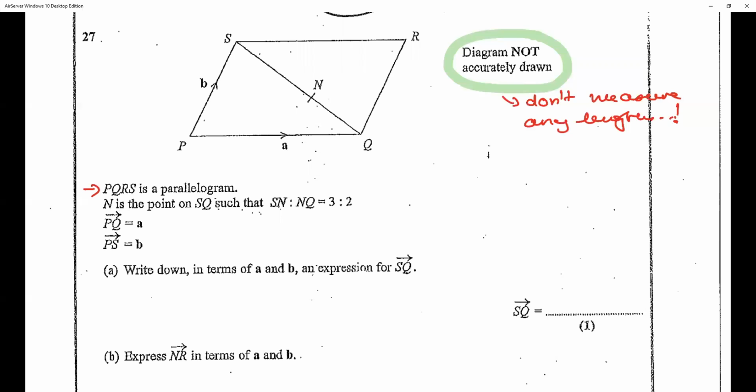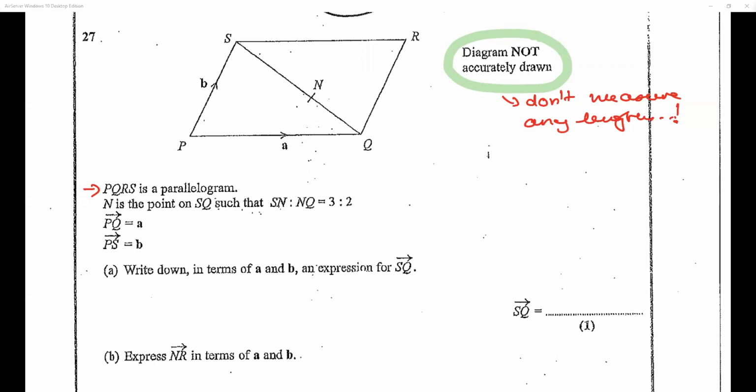PQRS is a parallelogram. N is a point on SQ such that SN to NQ is in the ratio 3 to 2. PQ equals a, PS equals b. Write down, in terms of a and b, an expression for SQ. Okay, so let's see if we can understand what this means.